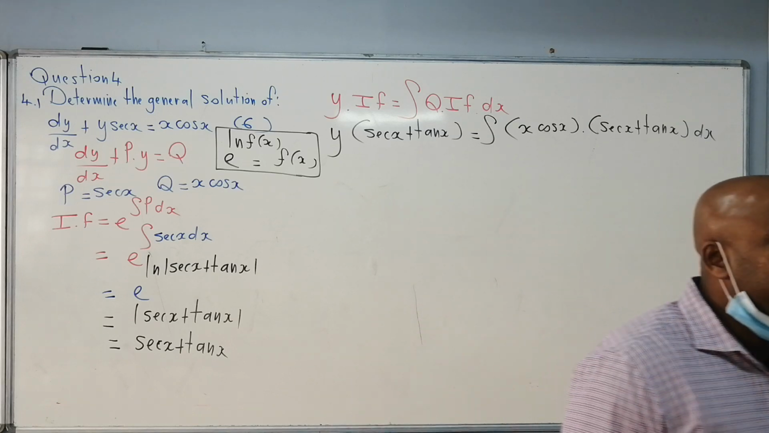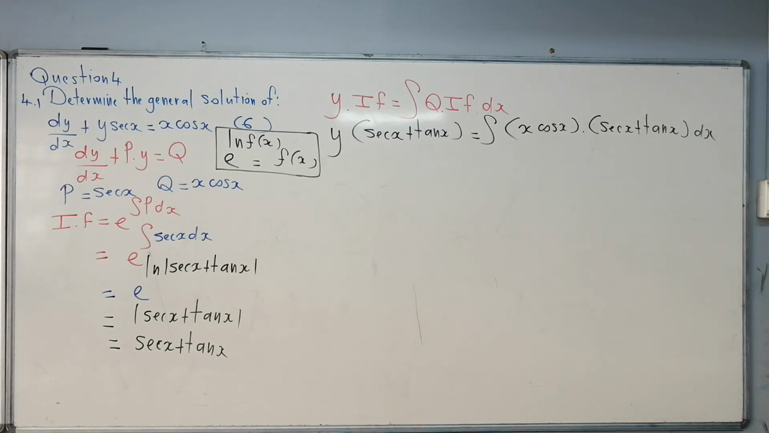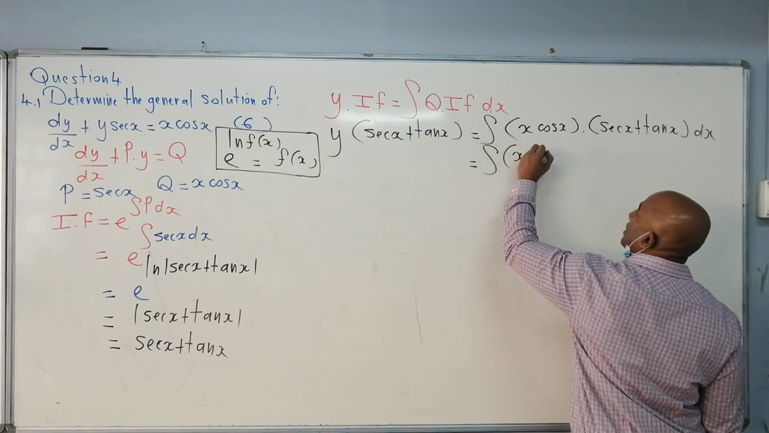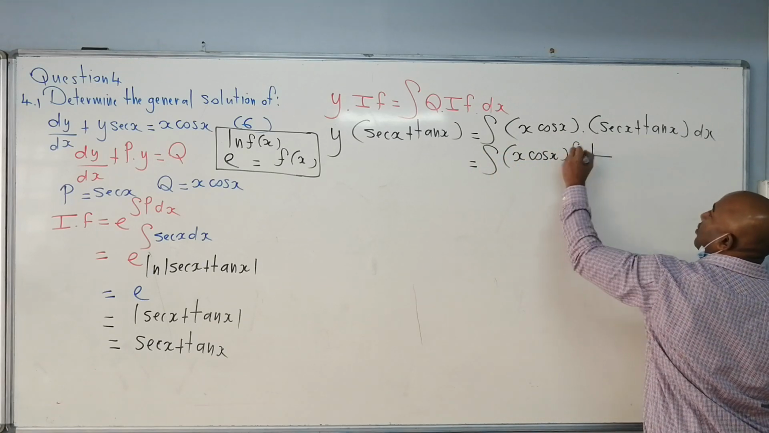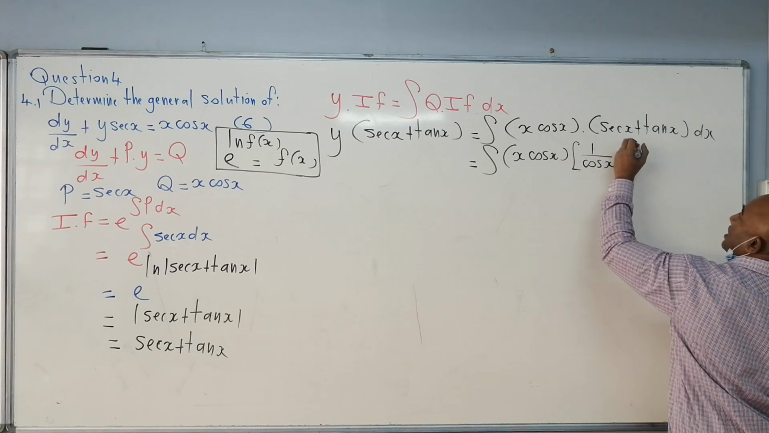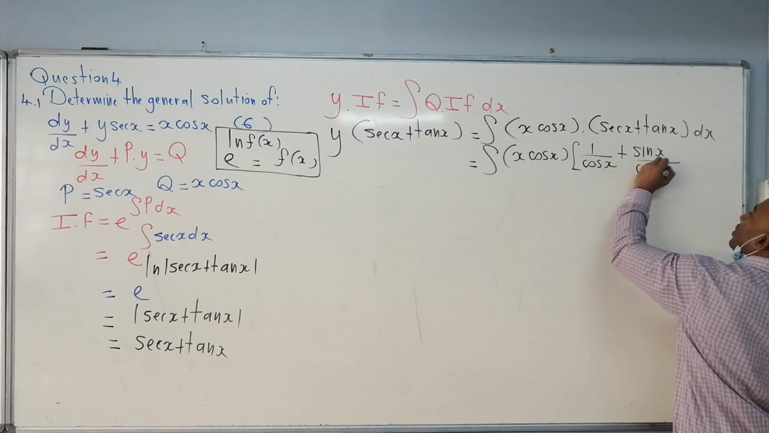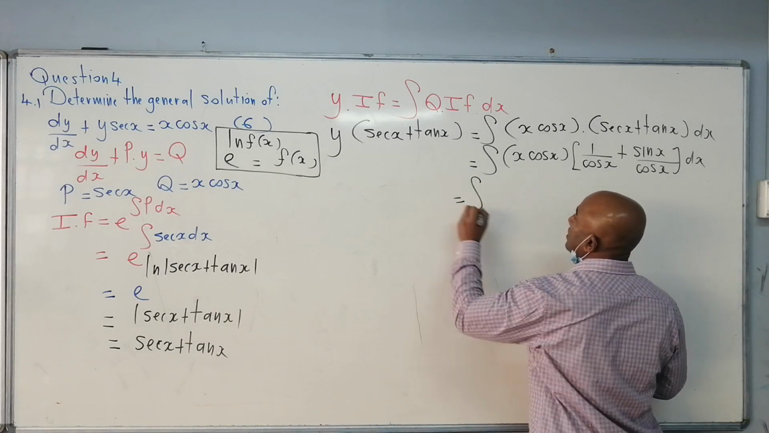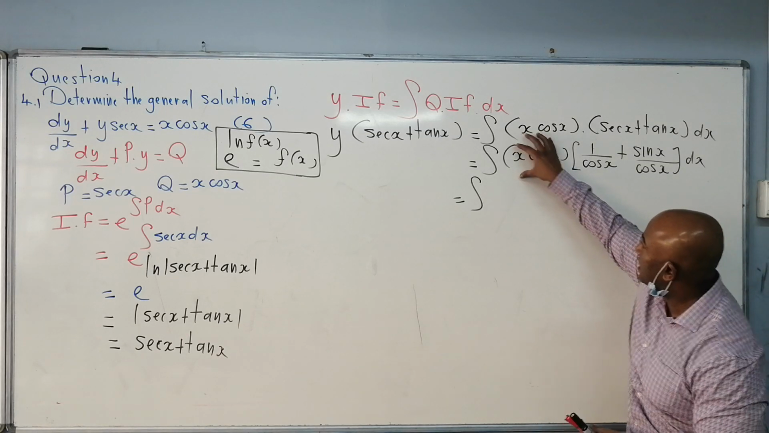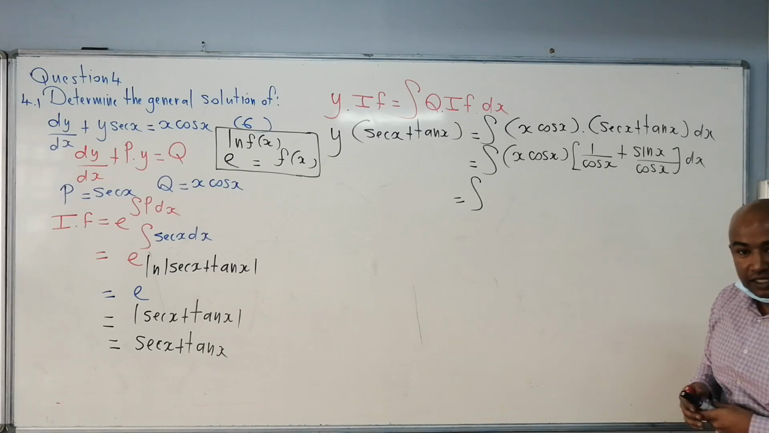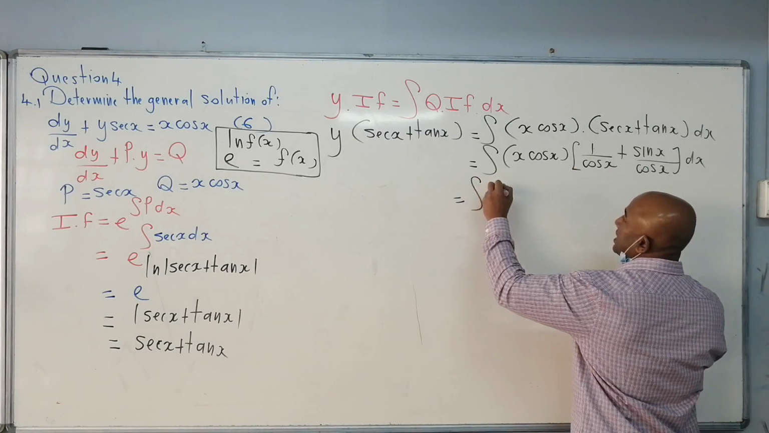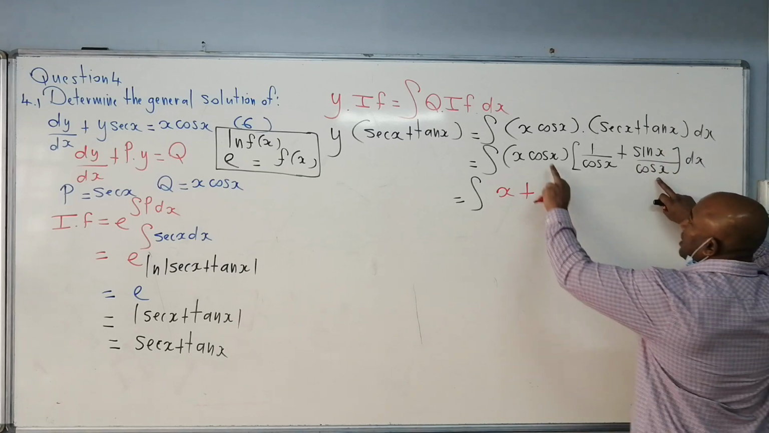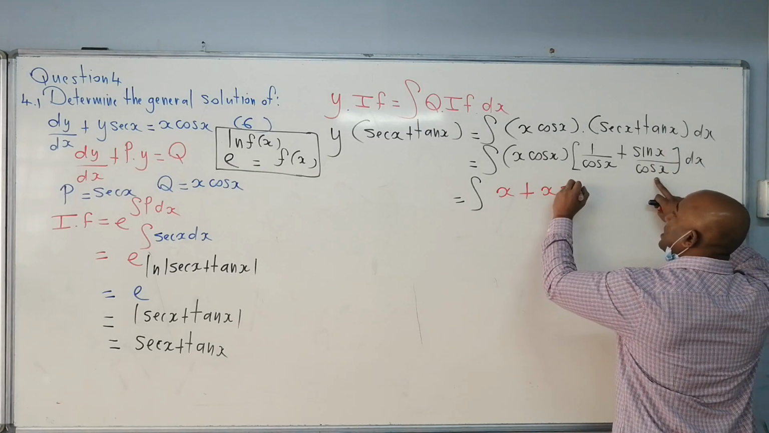We need to simplify the right-hand side. Now, I got my x cos x. Sec is the same as 1 over cos. Tan is the same as sine over cos. Let's multiply. When I multiply x cos x times 1 over cos x, cos and cos will cancel, so I end up with just x, plus x cos x times sine over cos. Cos and cos will cancel. I end up with x sine x.